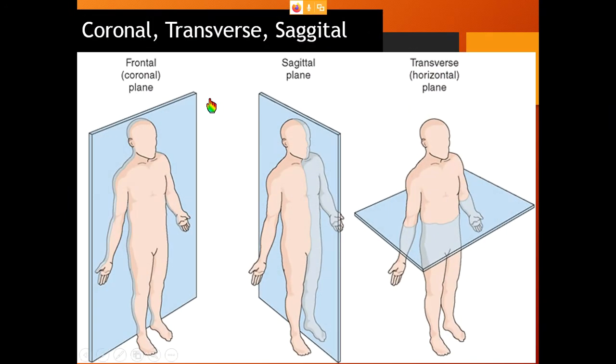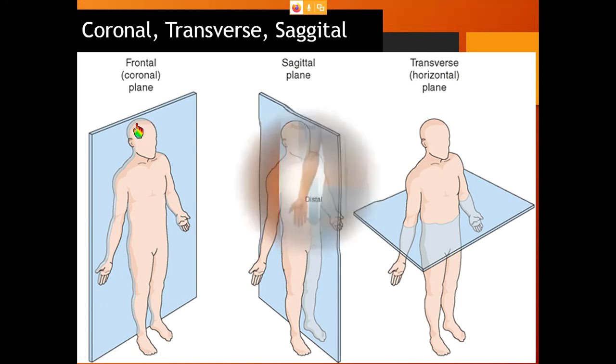The next one is the frontal plane or coronal plane. We are drawing it perpendicular to the median plane. So the median plane we have drawn like this.